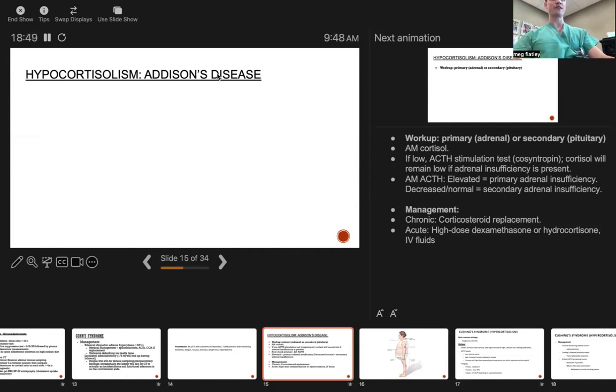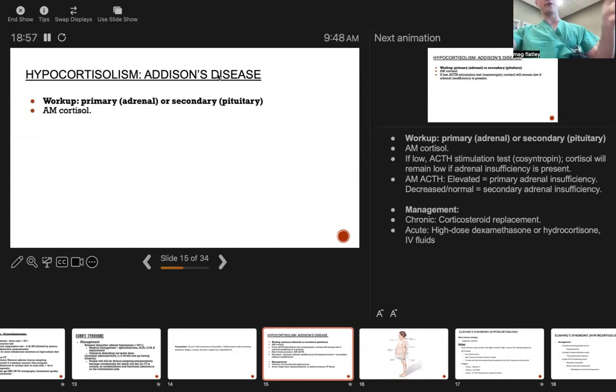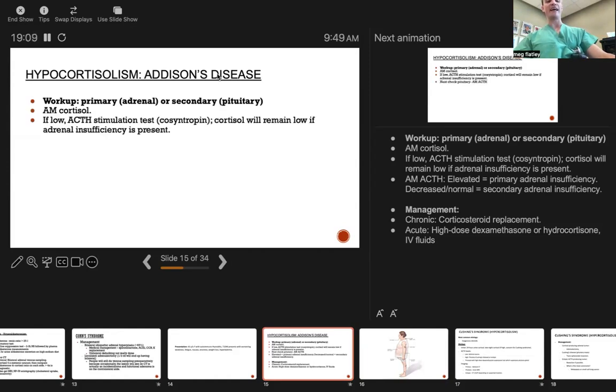So the first test you send for this, actually per PTK, is an AM cortisol. I've seen different flow diagrams for this. This is the one that Behind the Knife uses, and that's our Bible, so that's what I'm going with. So you send the AM cortisol, and then if that's low, you do an ACTH stimulation test. And then if the cortisol is still low, you know adrenal insufficiency is present.